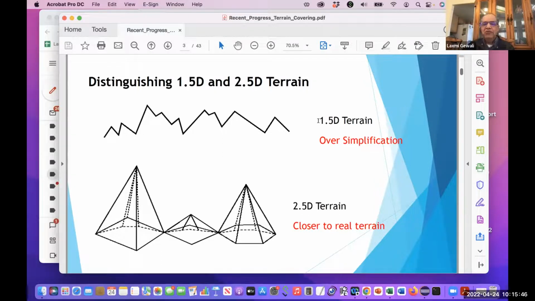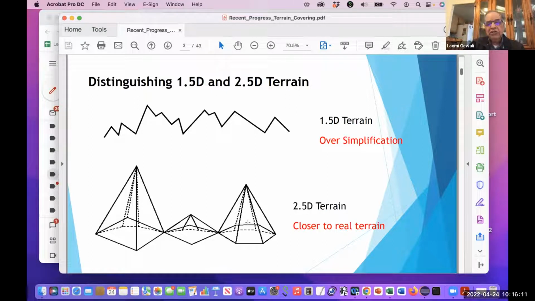Now, why do we say 2.5D terrain and why do we say 1.5D terrain? 2.5D terrain is the surface of the earth. All the Google Maps and environmental data display and GIS, everything is done on it. So the surface of the earth can be viewed geometrically like this.